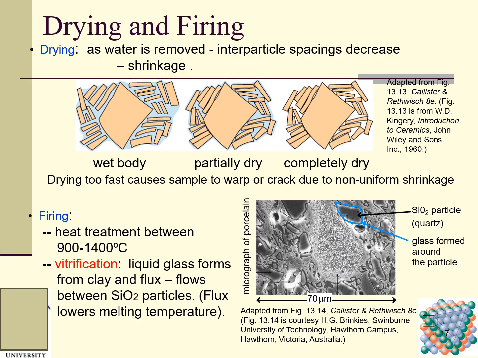Because the flux is easy to melt, the whole sample's melting temperature will be lowered. So folks, look at this micrograph. These are silicon dioxide small particles, and here is a glass formed around the particle. This is the graph.